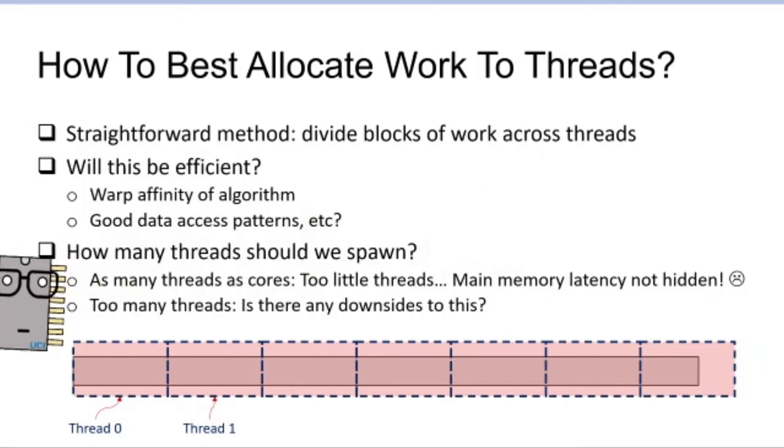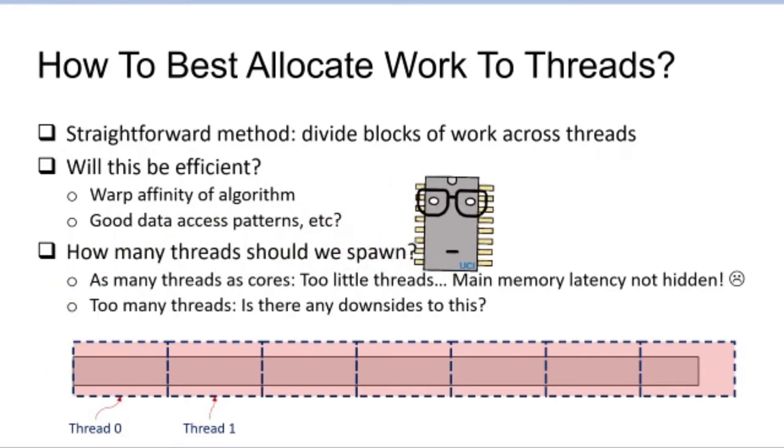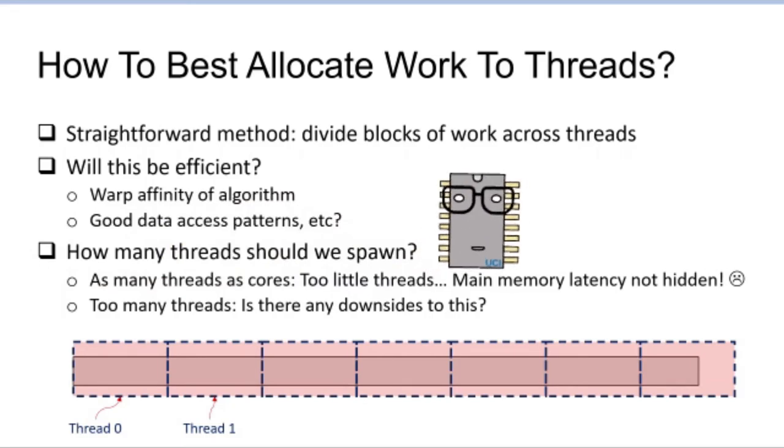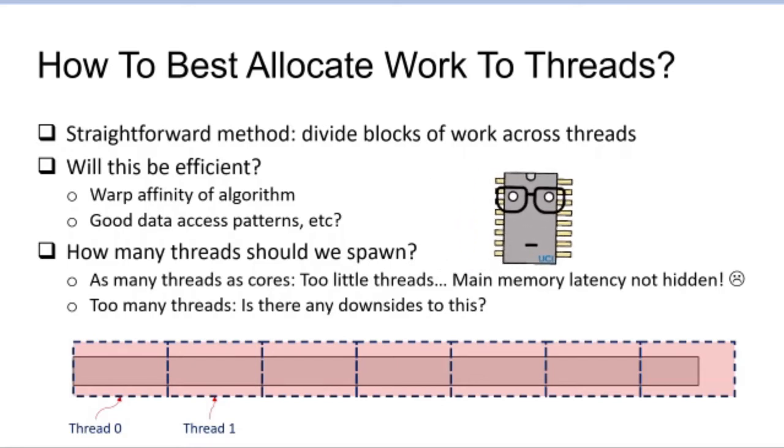But other questions we want to answer before we decide on an algorithm include things like how many threads should we spawn? Because the CUDA programming abstraction, for example, allows us to spawn many, many more threads than there are available cores. But how many threads do we want to spawn? Do we want to spawn only as many threads as cores? That would be too few threads, because if there are only as many threads as there are cores, as soon as one thread issues an off-chip global memory access, there are no threads to swap in to try to hide the latency by doing some useful work while the first thread is waiting for main memory. So that would be too few threads. Main memory latency cannot be hidden.